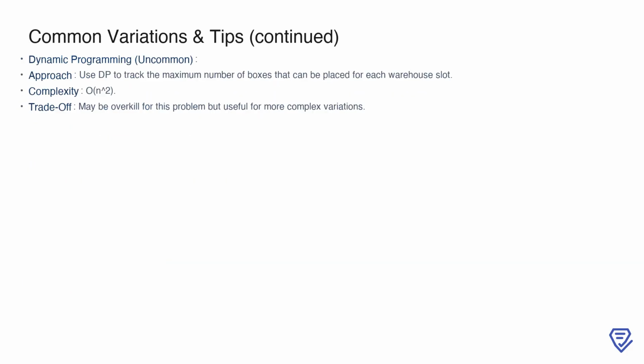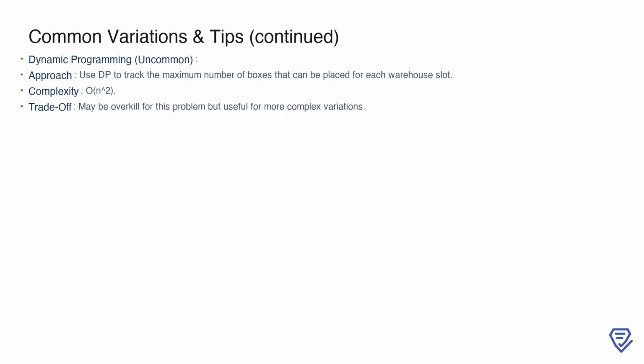Finally, there's an uncommon but interesting approach involving dynamic programming. With this method, you could track the maximum number of boxes that can be placed for each warehouse slot. While this approach has a time complexity of n squared, it might be overkill for the current problem, as simpler strategies like sorting and two pointers are sufficient.